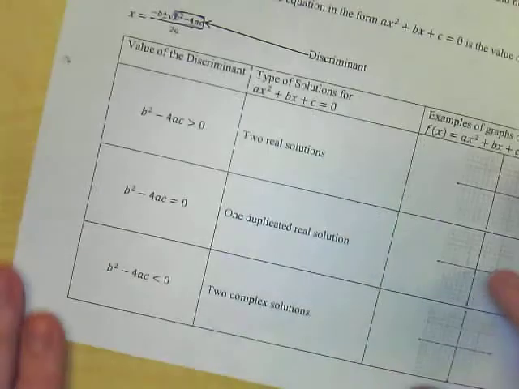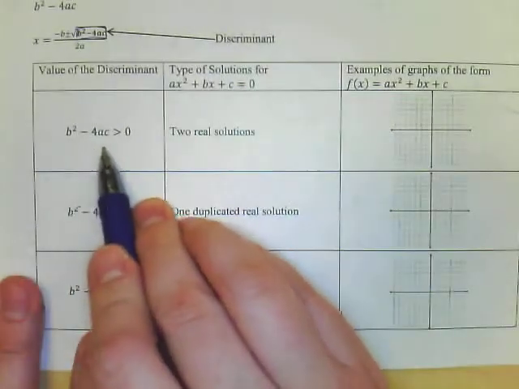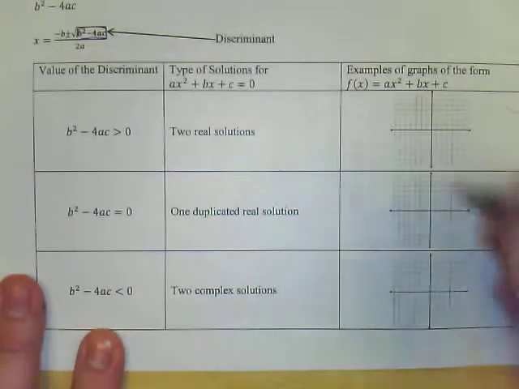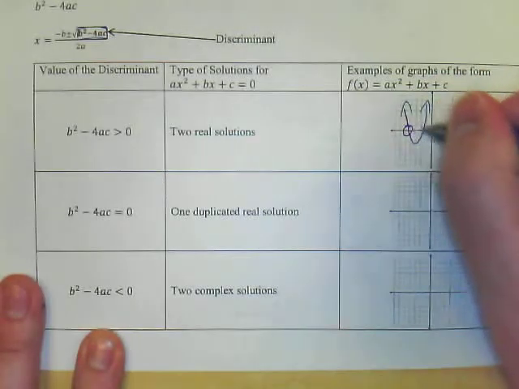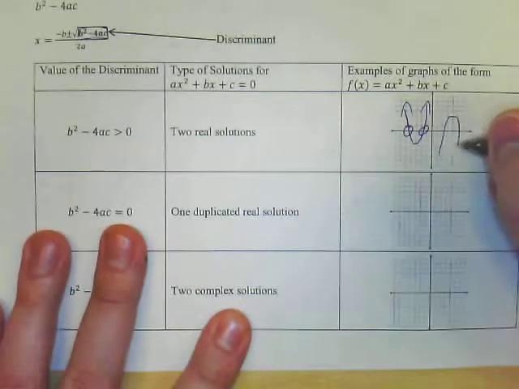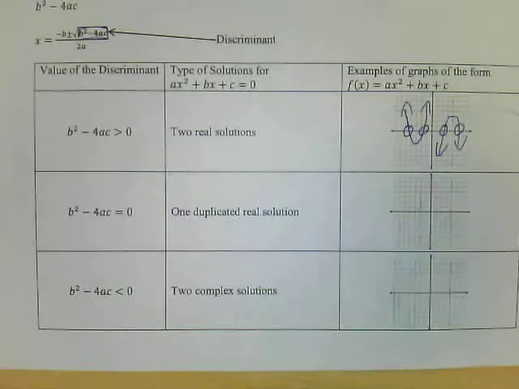So let's flip back to this chart now that we've gone through those three cases. So when b squared minus 4ac, when the thing underneath the square root is greater than 0, that's positive, you're going to end up with two real solutions. So you're going to have two real x-intercepts. It will cross the x-axis at two different places. And you could also have it facing downwards. Either way, it's going to cross twice.